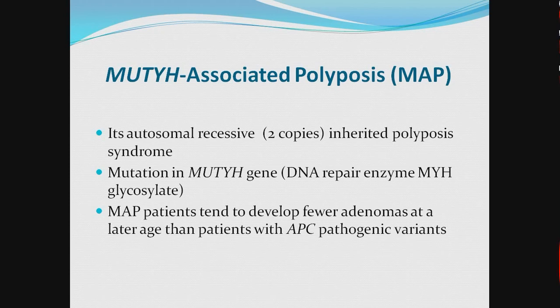MAP patients tend to develop fewer adenomas at a later age than patients with APC pathogenic variants. Here is the difference between MUTYH or MAP patients and FAP patients: الاختلاف أنه يكون في الأعمار المتقدمة، يعني الأولد إيج، يكون أكثر عرضة للإصابة بالماب ميوتيشن، وبالتالي يتطور إلى CRC.